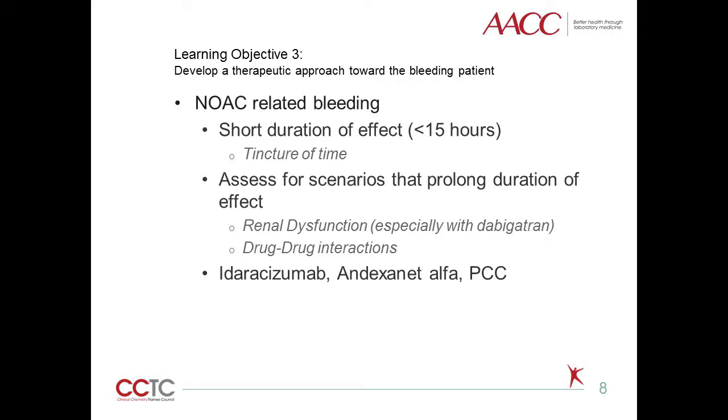The dabigatran-specific reversal agent idarucizumab, or Praxbind, is a monoclonal antibody now available that binds dabigatran and its metabolites with higher affinity than dabigatran for its target thrombin, thus neutralizing the dabigatran effect. The equivalent antidote for factor Xa inhibitors, andexanet alpha, is not yet approved at the time of writing. Clinical trials are underway assessing its efficacy and optimal dosing.